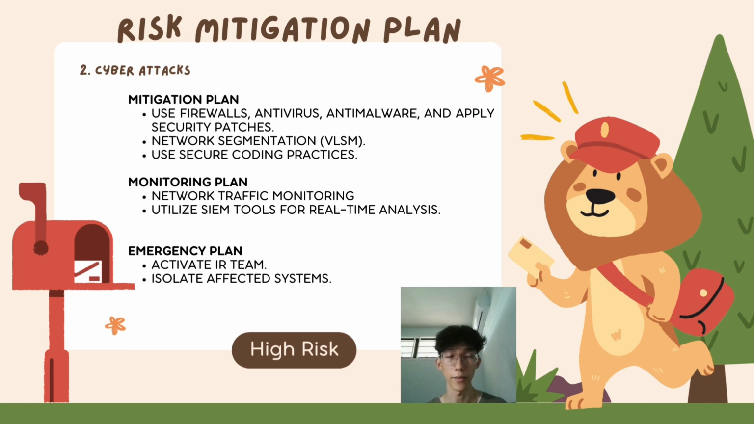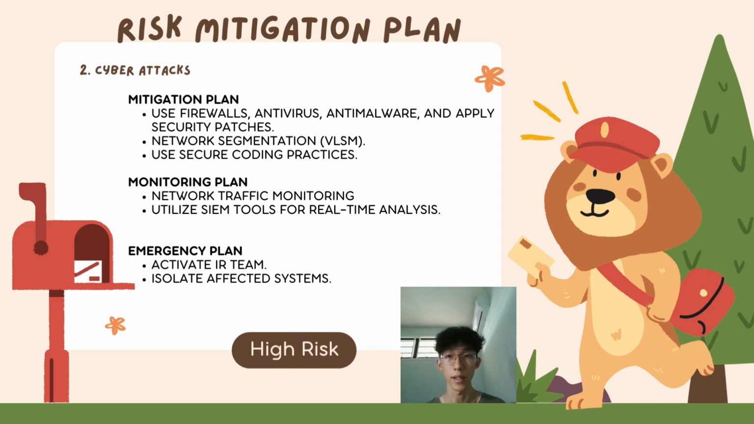For the second high risk that we identify is cyber attacks. And as you know, cyber attacks involve a variety of malicious activities that aim at compromising system and data integrity. So in order to mitigate this risk, the company needs to implement robust defenses such as firewalls and up-to-date antivirus and anti-malware software. And also they should regularly apply security patches, which are really crucial to protect against those various forms of cyber attacks.